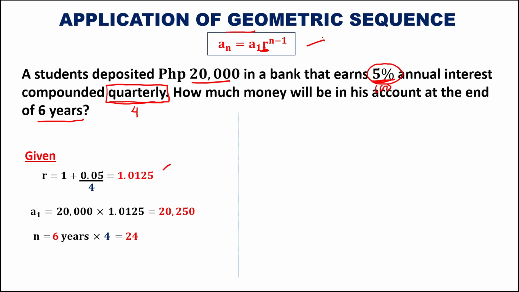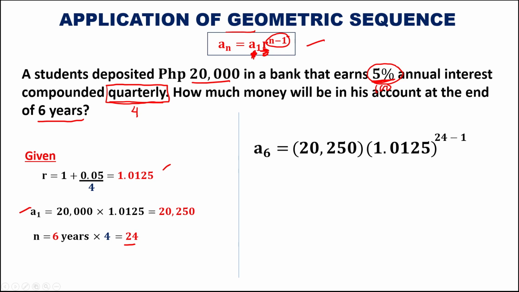So using this formula, so this one is a sub 6 or after 6 years. Then we have the a sub 1. So a sub 1 is 20,250. Then times r. So r is 1.0125. Then to the power n minus 1. So n is 24 minus 1. So we can solve now the amount after 6 years. So this 24 minus 1 is equal to 23.